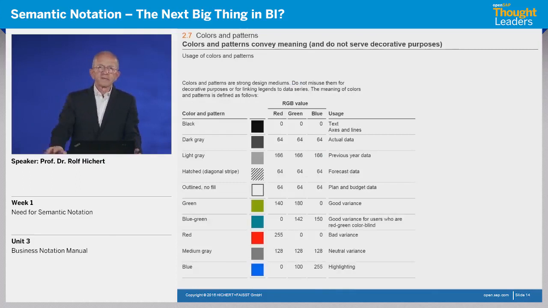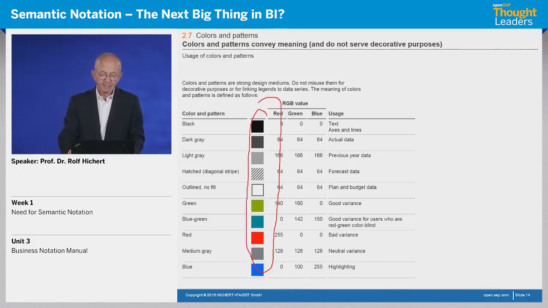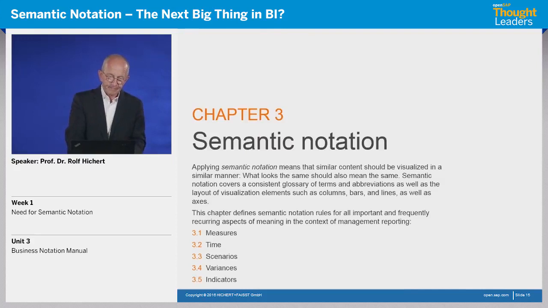Colors. We have mentioned it before. Colors are so important for our visual perception. We have to be very, very careful in using them. We use red for the negative variances. We use green for the good variances. We use blue for highlighting, and have some other rules for using these different colors, including gray, hatched, and dark. So this is an important part. We have to define it and define the use of these colors.